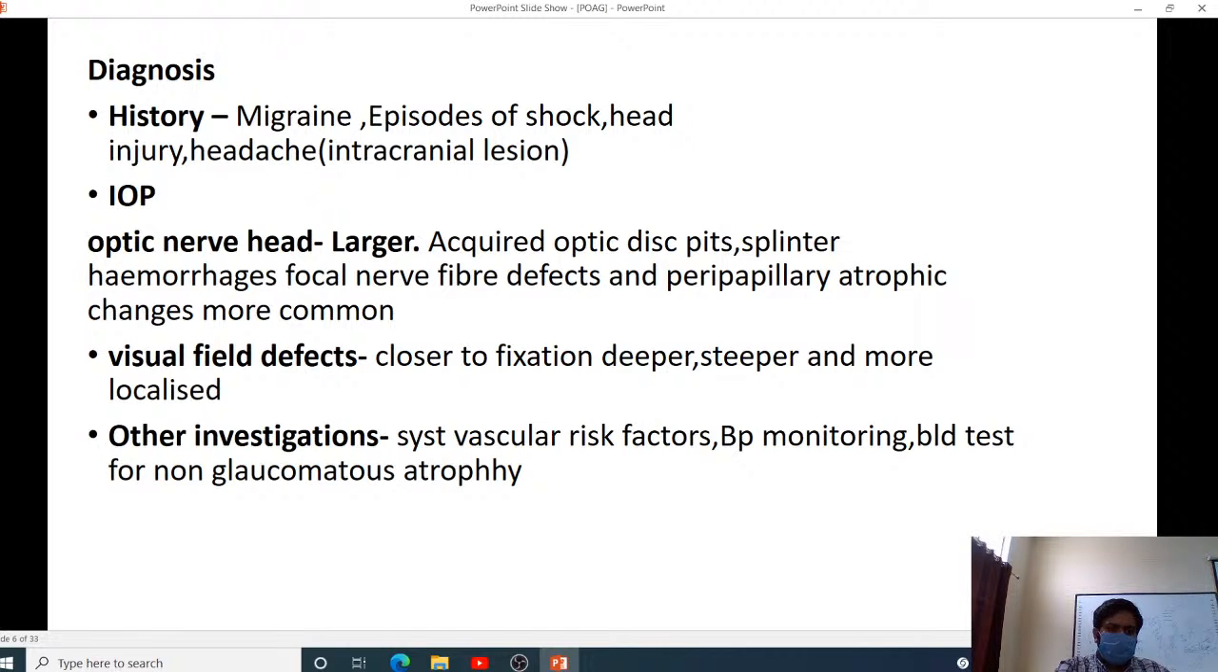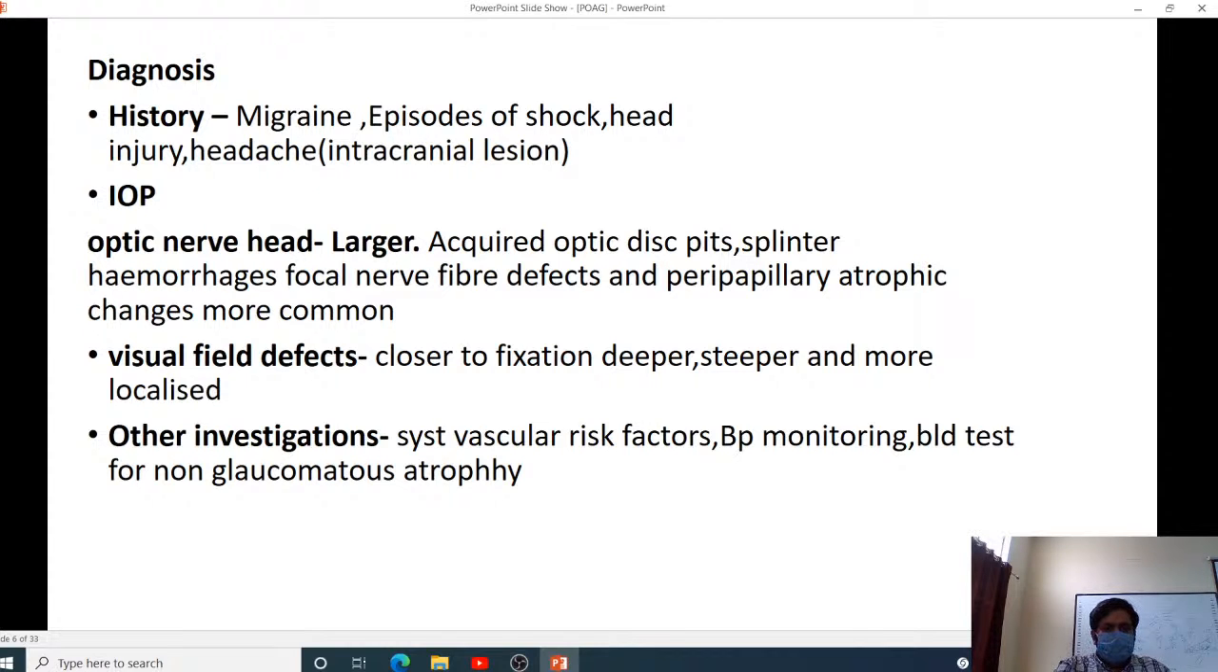The typical visual field defect in cases of NTG is closer to fixation, and it is deeper, steeper, and more localized. When you read a visual field chart, you will see that it is almost involving the fixation. That's how we differentiate this from other types of glaucoma.